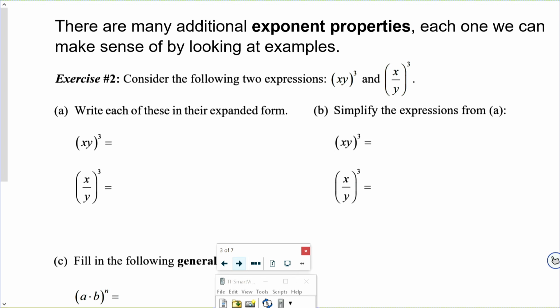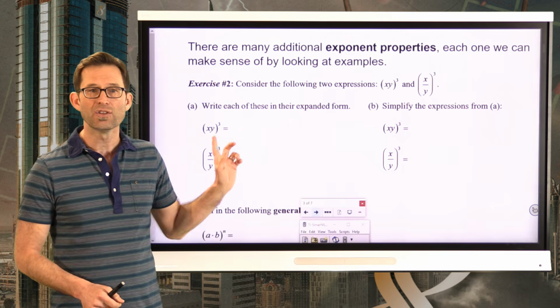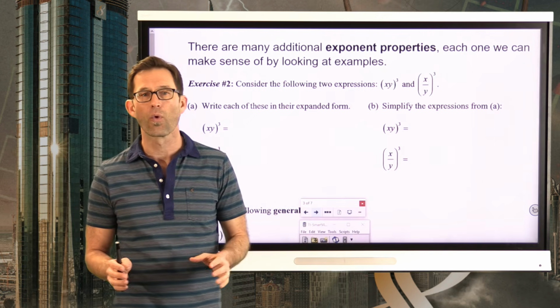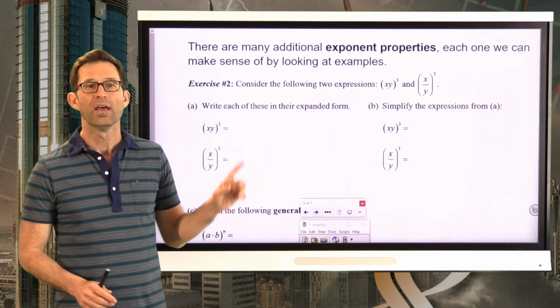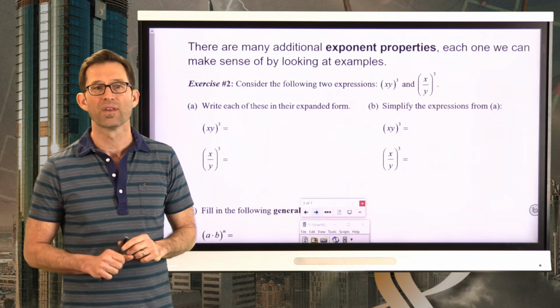Consider the following two expressions: x times y, all to the 3rd power, and x divided by y, all to the 3rd power. Letter A asks us to write out each of these in their expanded form. We did this in the last lesson. I'd like you to write out each one of these in their expanded form, meaning write out the product that each one of these exponential expressions indicates. Pause the video now.